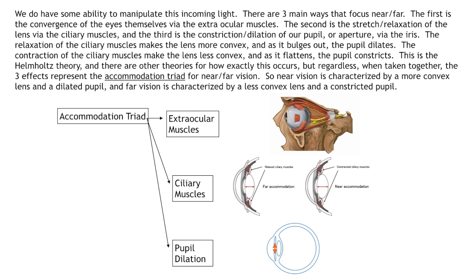And this is the Helmholtz theory, and there are other theories for how exactly this occurs, but regardless, when taken together, these three effects discussed are the accommodation triad for near and far vision and how we can manipulate this incoming light. So near vision is characterized by a more convex lens and a dilated pupil, and far vision is characterized by a less convex, flatter lens and a constricted pupil. So I'm just depicting that here. Again, the accommodation triad: extraocular muscles, your ciliary muscles, and their effect on the lens, and the secondary pupil dilation that occurs.